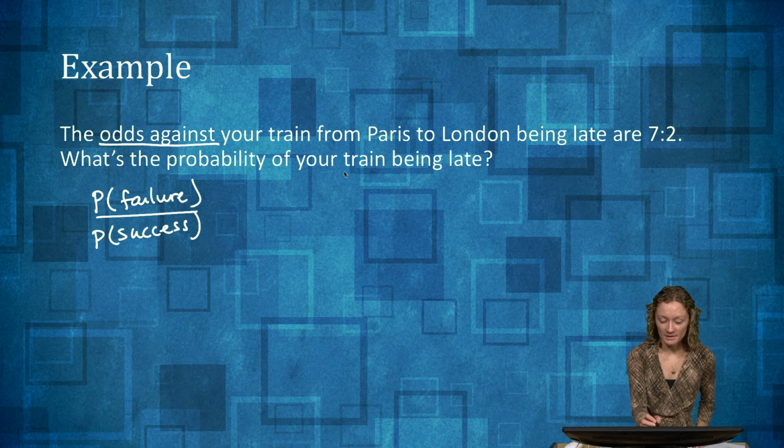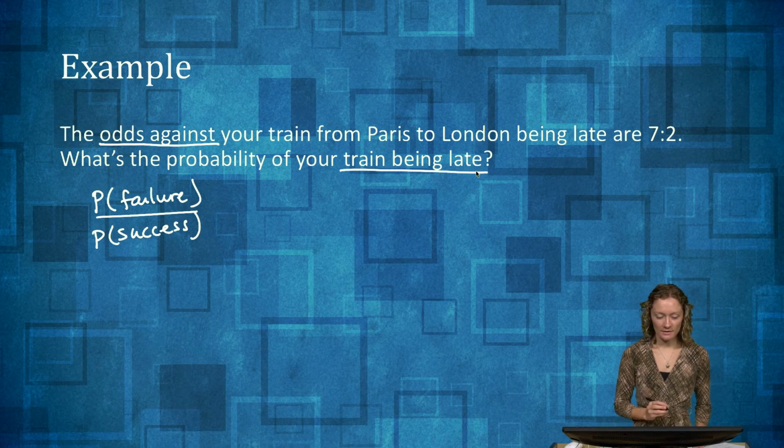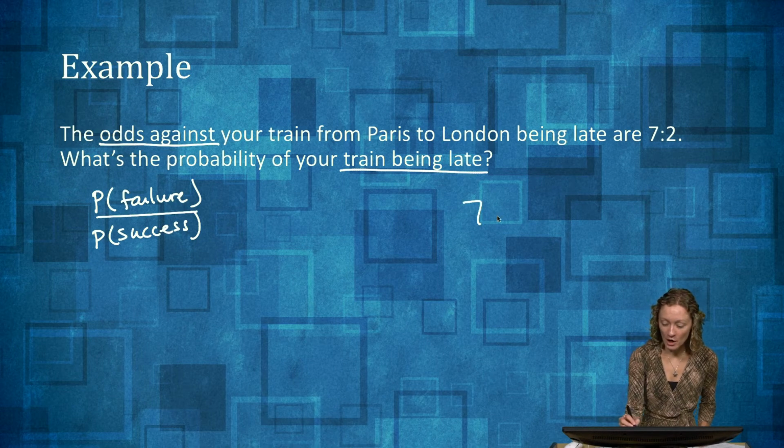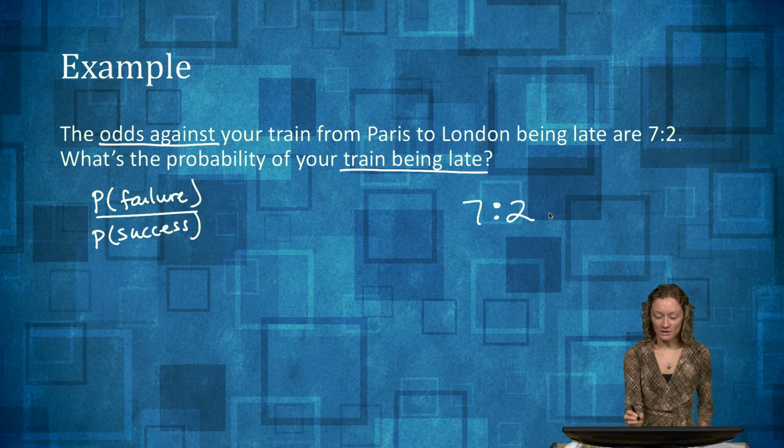What's the event in this case? The event is the train being late. So we want the probability of the train being late. Even though late is a negative thing, it's success of the event. So ultimately what we're looking for is this fraction. Now, imagine, typically we filled in this way, but let's go ahead and fill in backwards. What we know is 7 to 2.